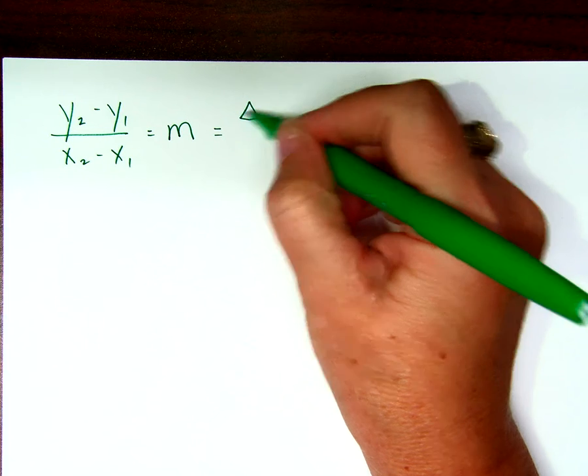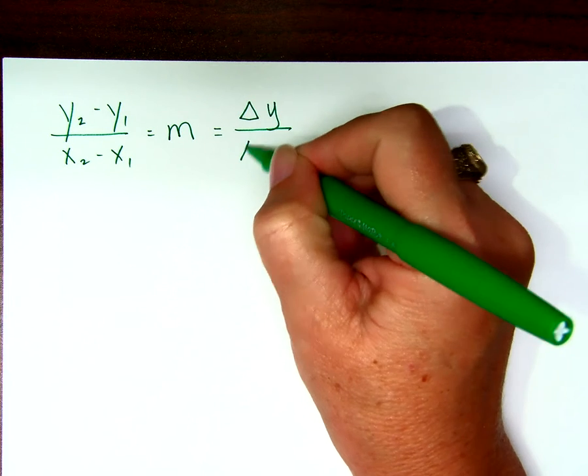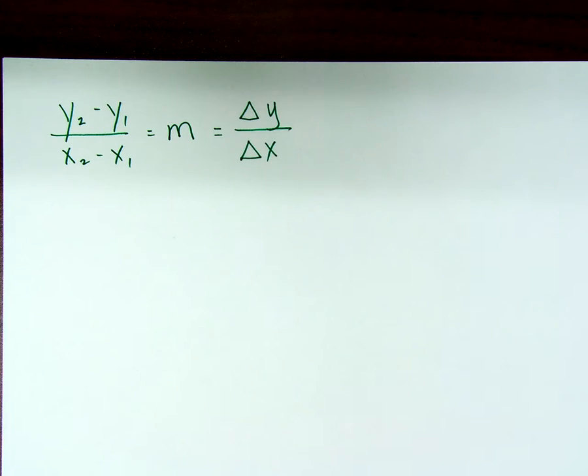Okay, I also want you to recognize this. The change in y over the change in x. That means the same thing. We're finding the difference of the 2 y values divided by the difference of the 2 x values.